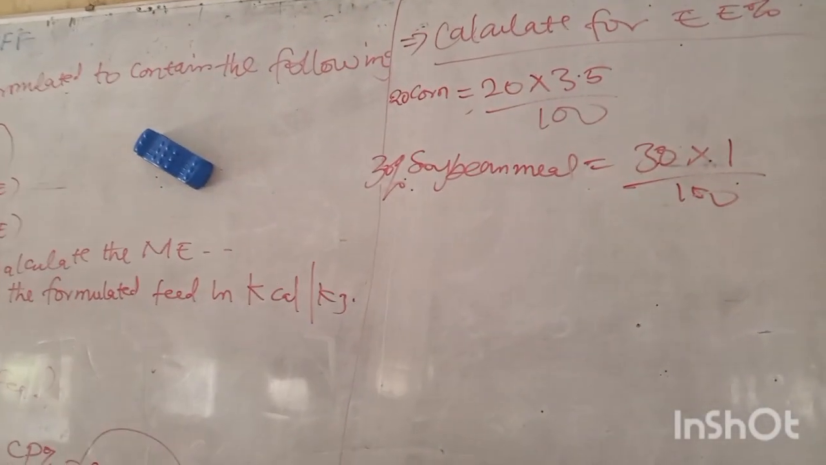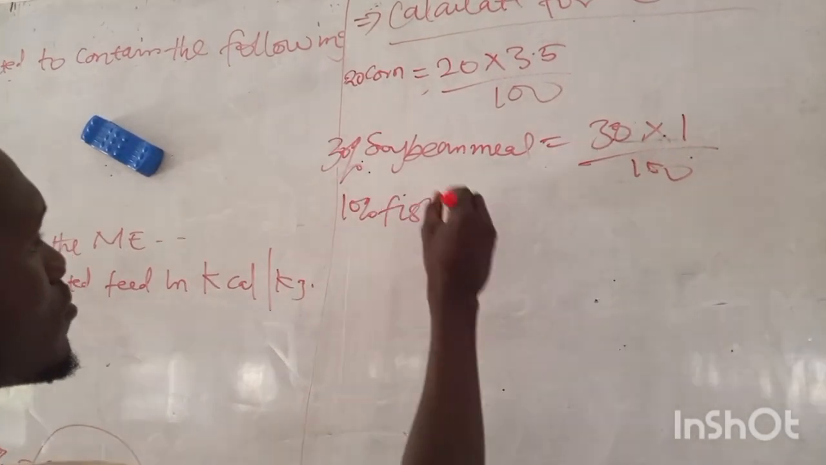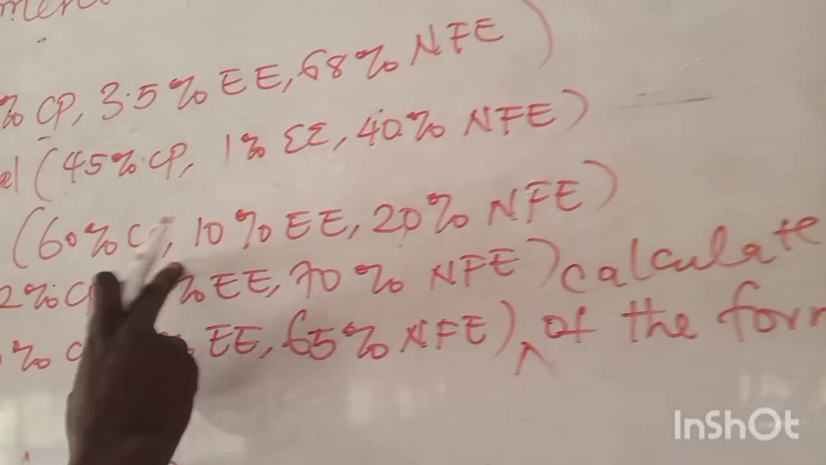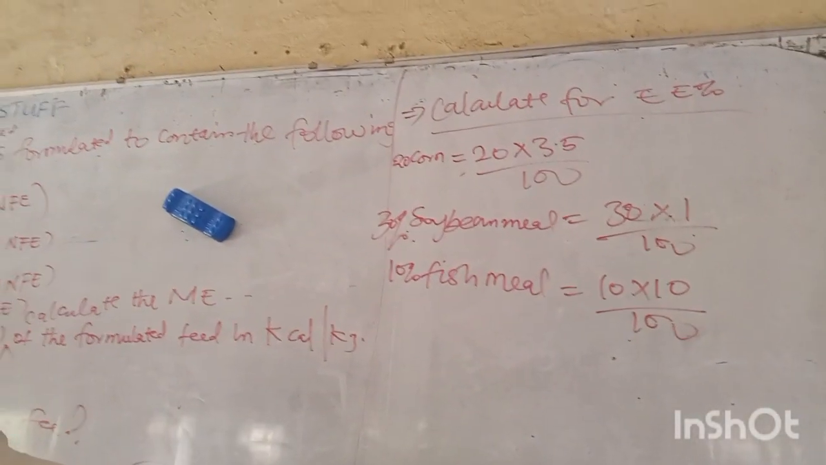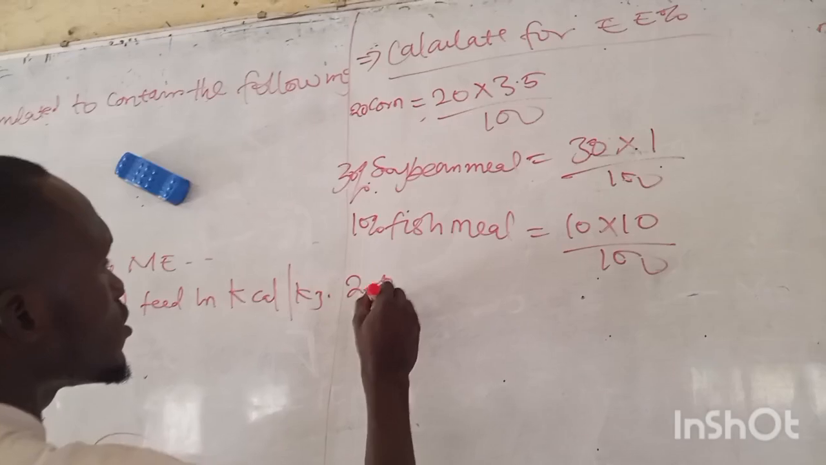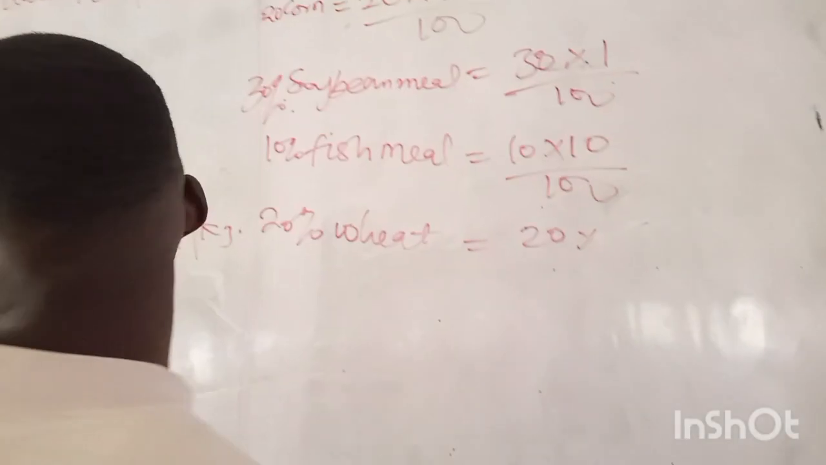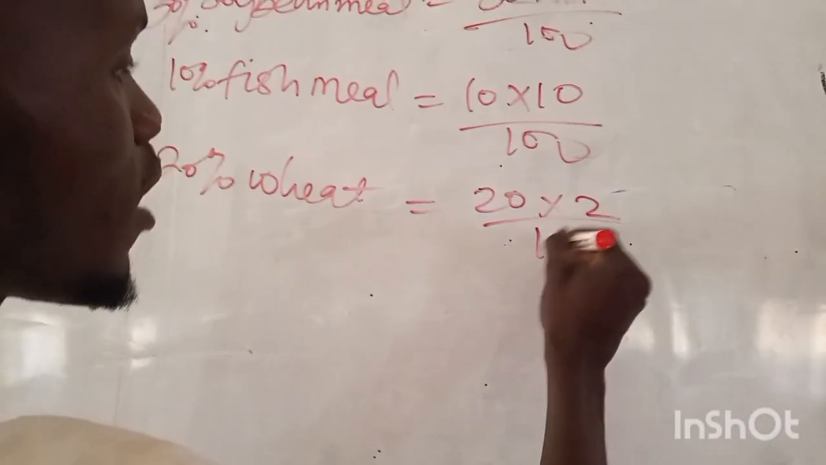Then we go forward, the fish meal. We say 10% fish meal is equal to 10 times. Here we have the value for EE to be 10 again. So 10 times 10 divided by 100. The same way, we go forward to wheat. We have 20% of wheat in the feed. Therefore, we are going to have 20 times 2. So the value for EE under wheat is 2. 20 times 2 divided by 100.